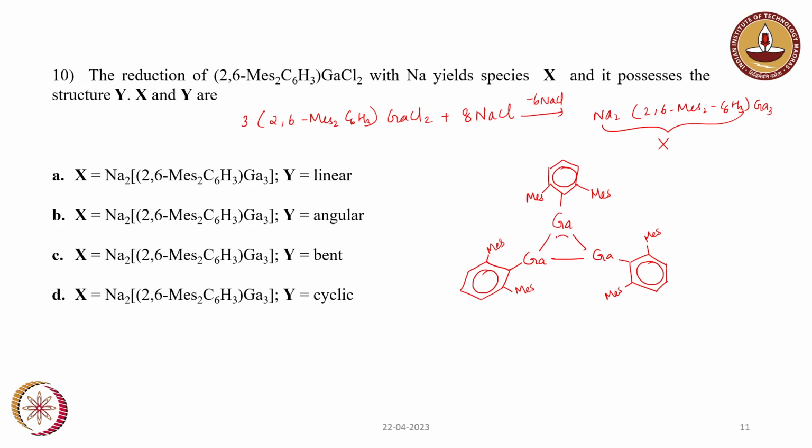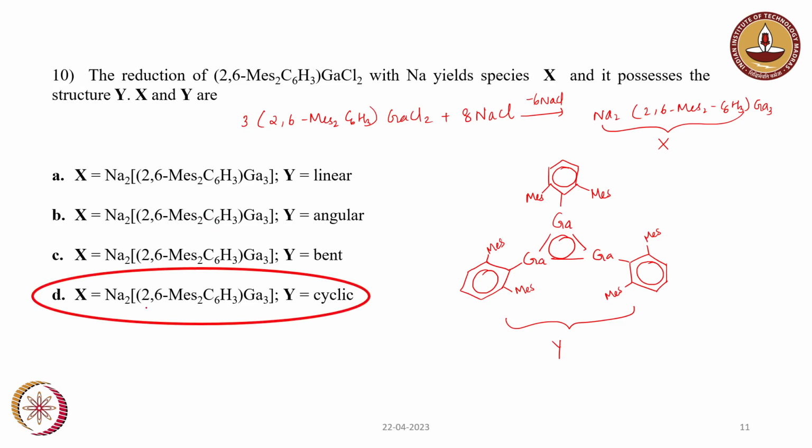So this is the structure, and this is Y. So it's a cyclic structure. So the answer is option D. X is Na2[(2,6-Mes2C6H3Ga)3], and the structure is cyclic.